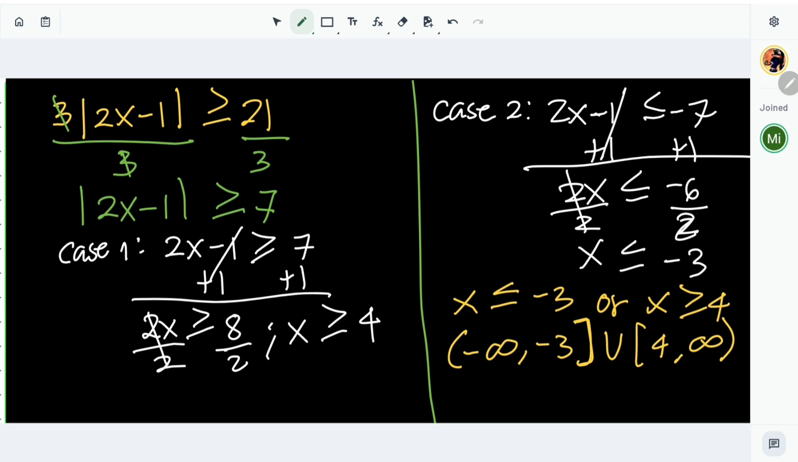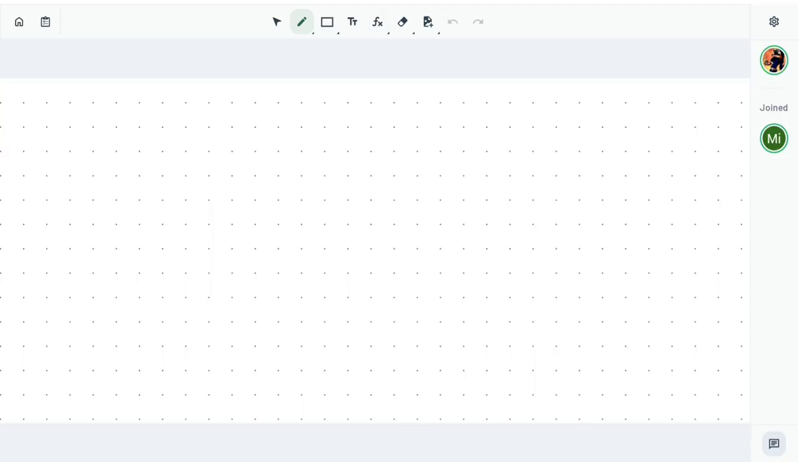Can you please clear the board? So we will be done with this one, the absolute value, and then in our next lesson, we will do the other one, because that one is different.